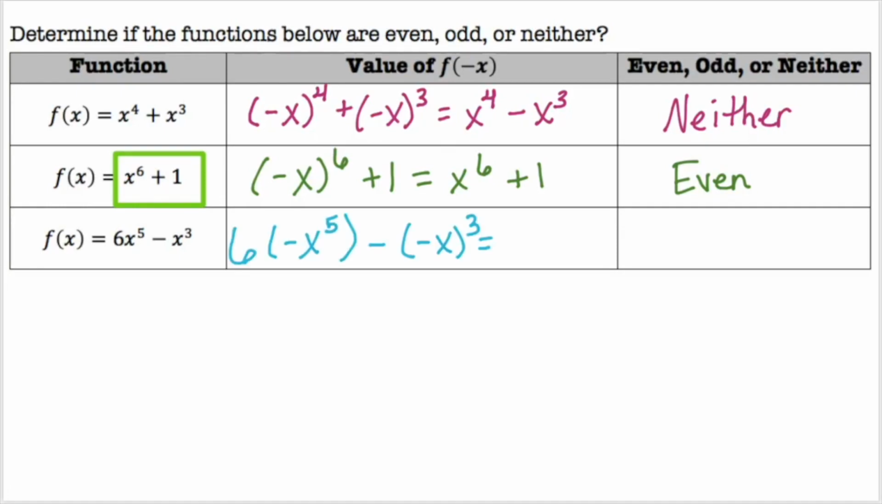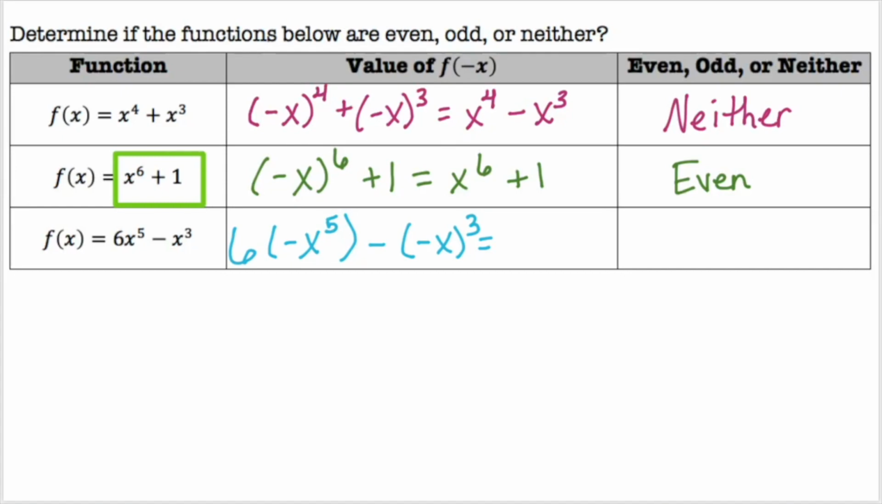Then the last one, we've got 6x to the fifth power minus x to the third power. So we're only changing the x value. So we have 6 times the quantity negative x to the fifth power minus negative x to the third power. Now remember, that minus is part of the problem. It's not what you're changing. You're only changing the x. So that minus a negative x changes to a positive.